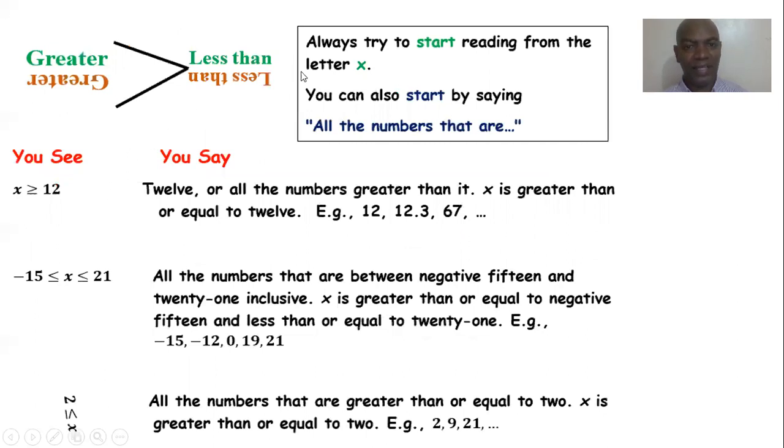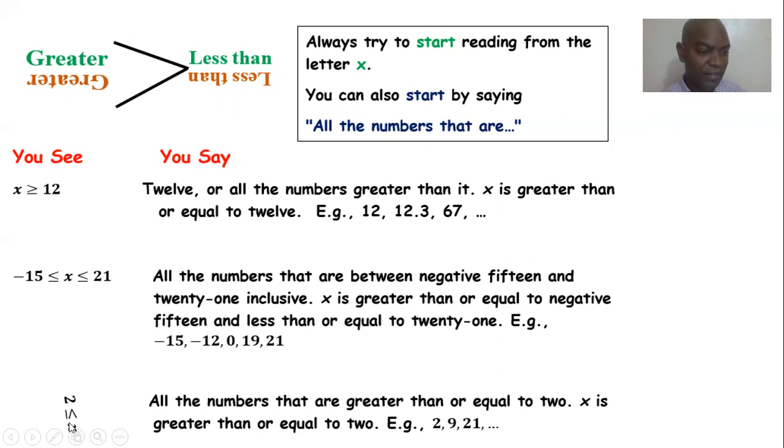Again, always remember to start reading from the letter X, and you can say all the numbers that are, okay? Here you have an example. X is greater than or equal to 12. All the numbers that are greater than or equal to 12, 12 included, numbers like 12.3, 67, etc. Again, you start reading from the letter X in this one. X is greater than or equal to negative 15. X is less than or equal to 21. So all the numbers that are between negative 15 and 21, inclusive of negative 15 and 21 because of the equal sign. So you have negative 15, negative 12, 0, 19, and 21, etc.